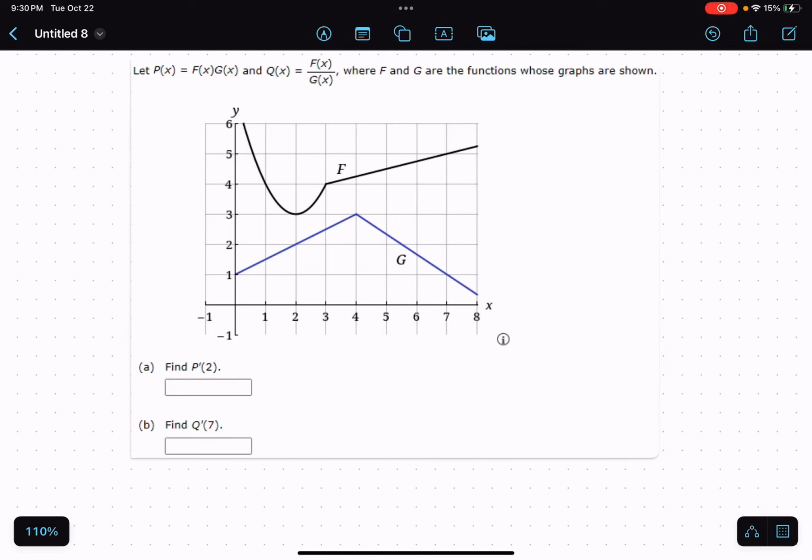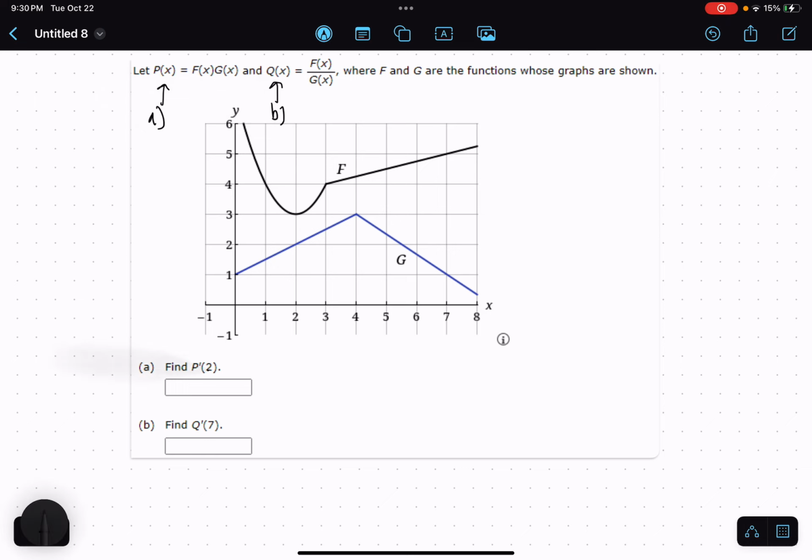So the question wants us to find the derivative of p and the derivative of q based on f and g. And if you look up here, we're given functions corresponding to the problems that we have to solve. This will be a, and this will be b. So when we're finding the derivative, the first thing that we want to look at is, obviously, the formula that we have to use.